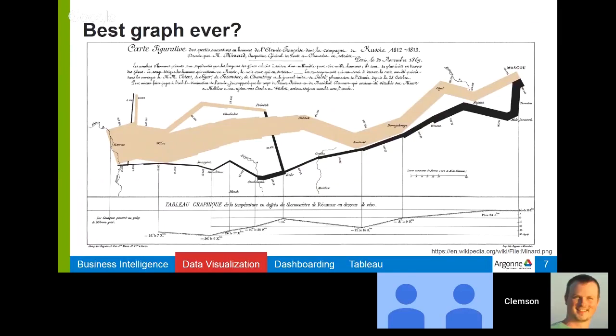And let me just take a second to explain what's going on here. This is Napoleon's march from Lithuania to Moscow. And on the left side of the screen, he's starting in Lithuania and he's marching across Eastern Europe.